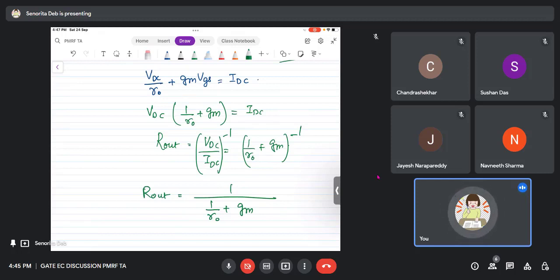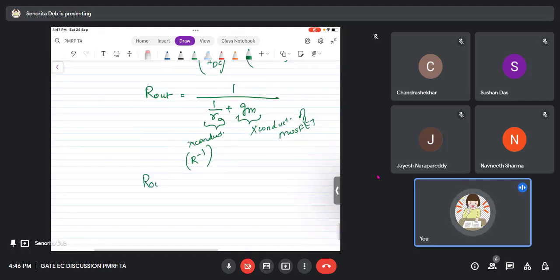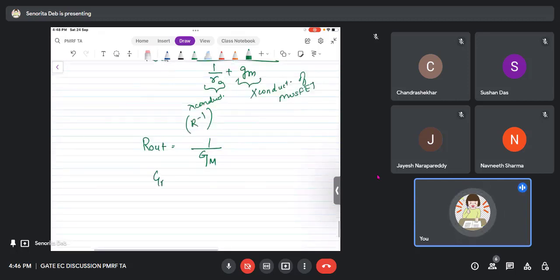A similar kind of question was asked, I think, in GATE. So we will do that question later. But here you see R out is coming as 1 upon 1 by R0 plus GM. What does it mean? GM is transconductance, right? And 1 by R0 is also a transconductance parameter, the inverse of resistance. So that means R out equals 1 upon, let's say, capital G, where capital G is nothing but 1 by R0 plus GM.